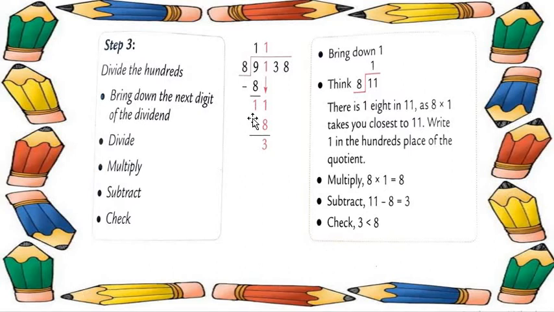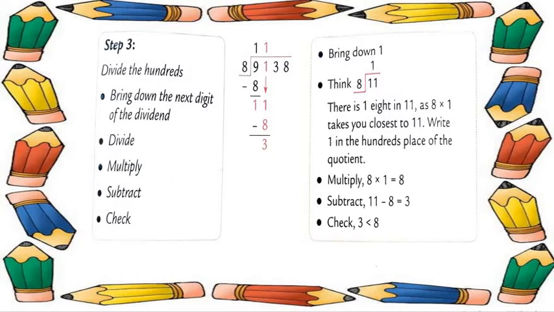Okay, I hope you all understood this step number 3. Again I am repeating: dividing the hundreds. First of all, what to do? Dividing the hundreds. Then after bring down the next digit of the dividend, multiply, subtract or check. Understood? Got my point all students? So all those important things we have to do.